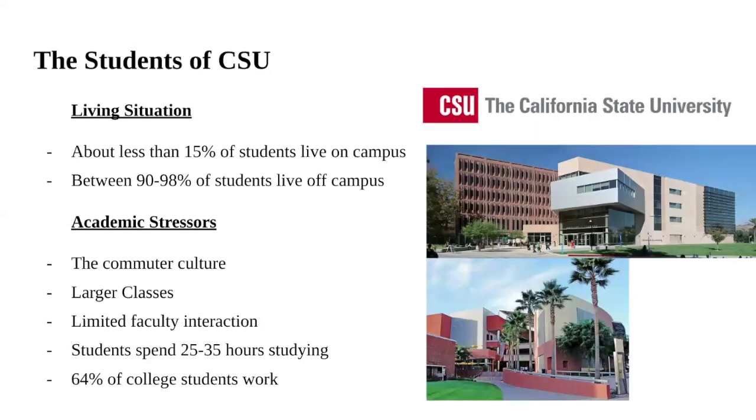So now on this slide, we're going to talk about the CSU students and their living situation. Less than 15% of them live on campus because they're more commuter students. So about 90 to 98 percent of students live off campus. Some of their academic stressors are that they commute, and class sizes are larger. We do have limited faculty interactions, and students spend about 20 to 35 hours studying. Most of the students here do work, so about 64% of college students work.